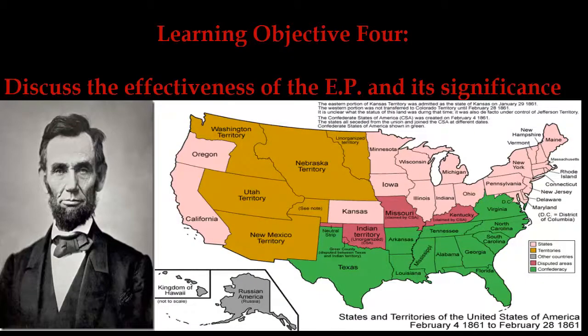So these states right here, the ones in green, is what he's declaring to be free of slavery. Basically, anyone who's a slave there is officially free with his proclamation.